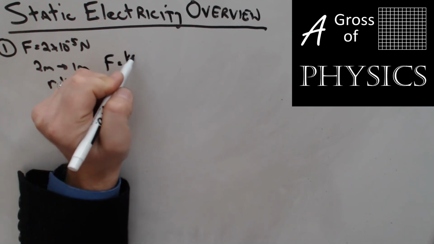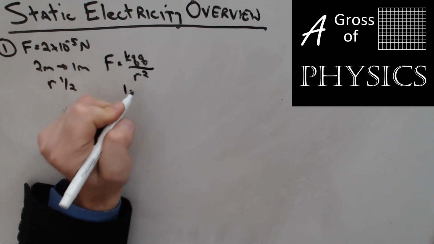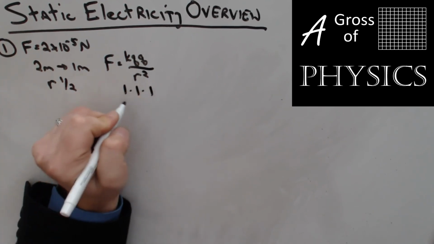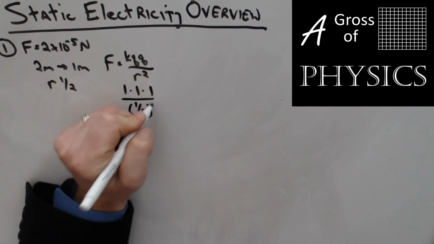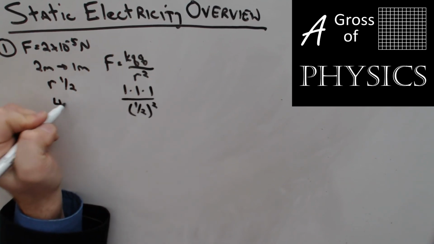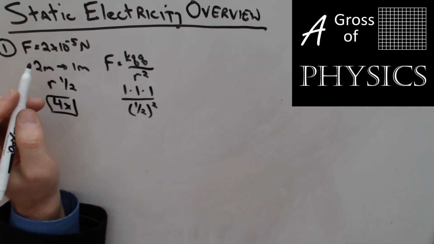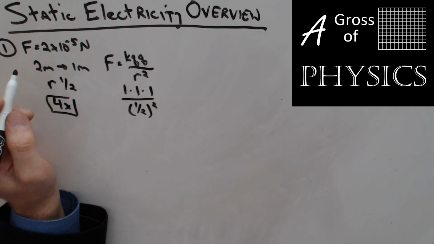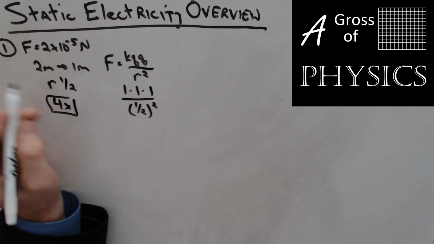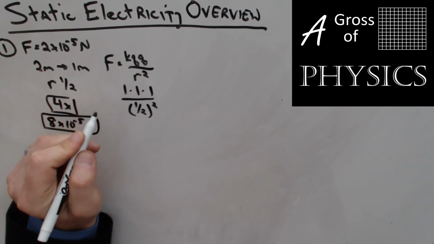Well, if our equation is KQ over R squared, which is Coulomb's law, K is constant, Q is constant, the other Q is constant, and we halve the R and square it, 1 on the top, 1/4 on the bottom, it's 4 times bigger. So we're going to take that 2 times 10 to the negative 5 and multiply it by 4. 2e negative 5 times 4 is 8e negative 5. So my choice is going to be 8 times 10 to the negative 5 newtons, which is choice 3.